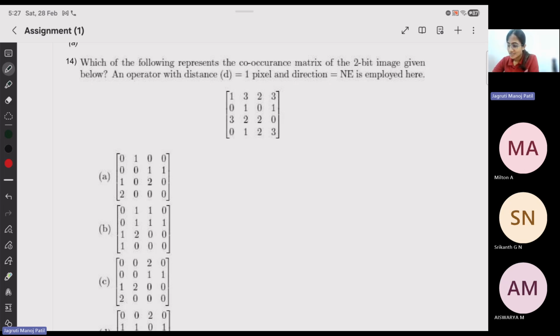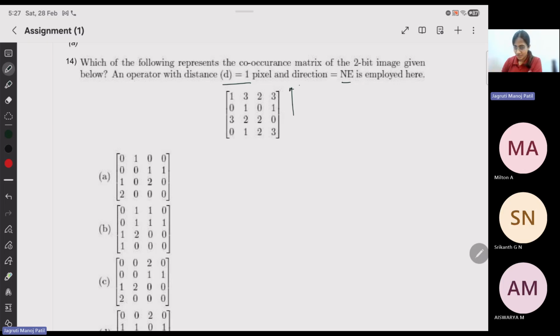Which of the following represents the co-occurrence matrix? That is nothing but where you have similar pixels occurring at the same time in a 2-bit image given below, with an operator d equals 1 and a direction. The direction is nothing but northeast, which is being employed here, on the positive one.